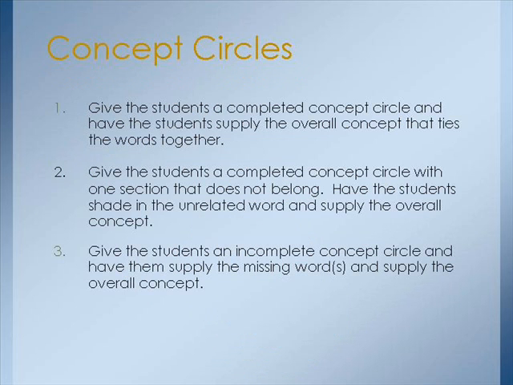One variation in which a concept circle can be presented is to give the students a completed circle and have them supply the overall concept that ties the words together, like the previous example. Or, give the students a completed concept circle with one section that does not belong. Have the students shade in the unrelated word and supply the overall concept. Or, give the students an incomplete concept circle and have them supply the missing word or words and then supply the overall concept.